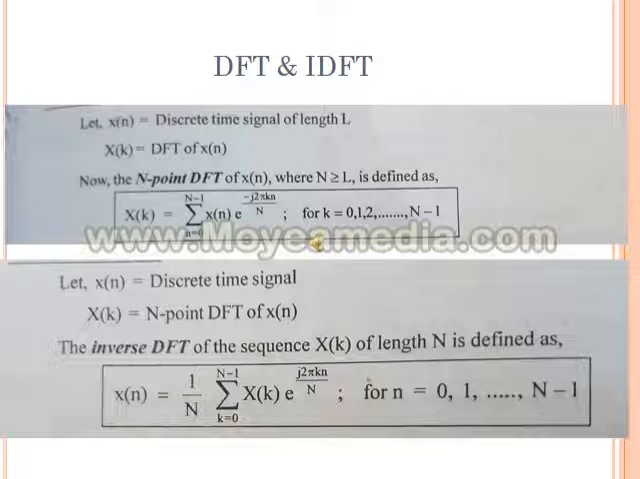So this is the main difference, and another difference is that in case of DFT there is a negative sign, and in case of IDFT there is a positive sign in the power of e. In the upper case it is e raised to a negative power, and in the lower case, that is IDFT, it is e raised to the plus power. So this is the major difference between these two expressions.